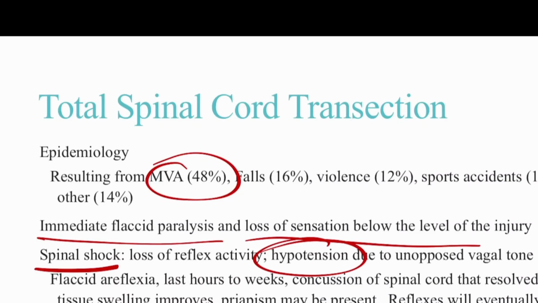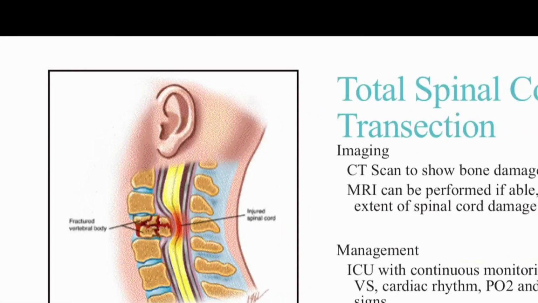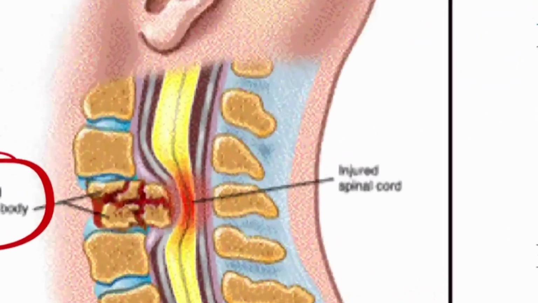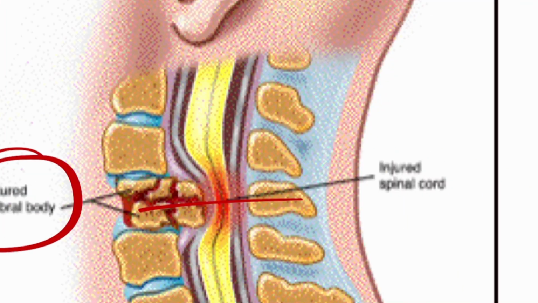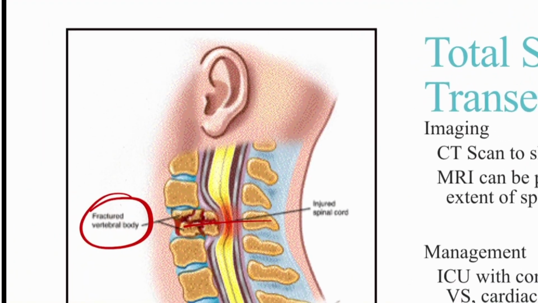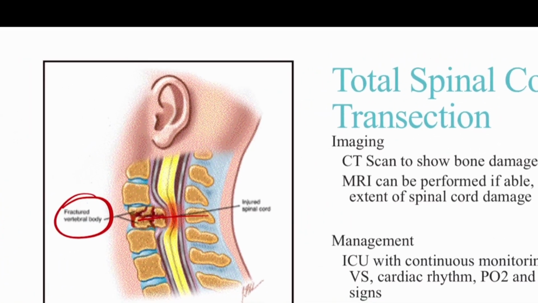They have flaccid areflexia that lasts hours to weeks. It's like the spinal cord is stunned from the injury and the swelling. Reflexes will eventually recur as hyperreflexia, if they do come back. Here's an example of a fracture of the vertebrae that transected and injured the spinal cord. That's an example of how broken vertebral spines can cause issues.